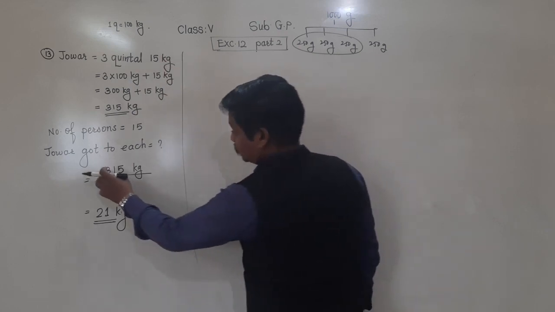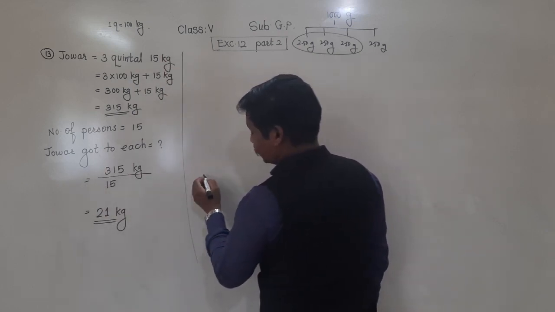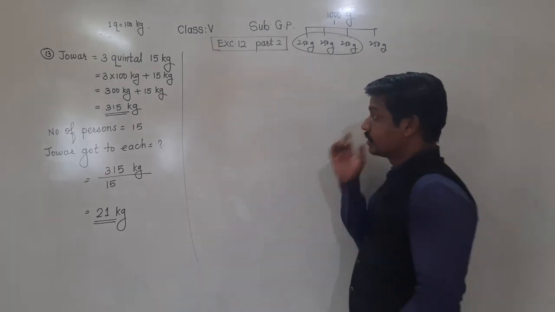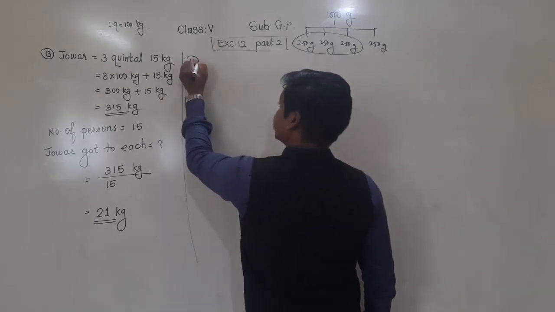If you don't know, divide directly here. Take on a rough page 315 divided by 15 and find it out.